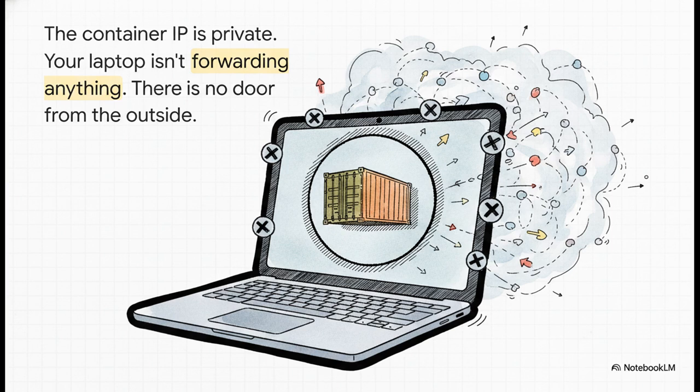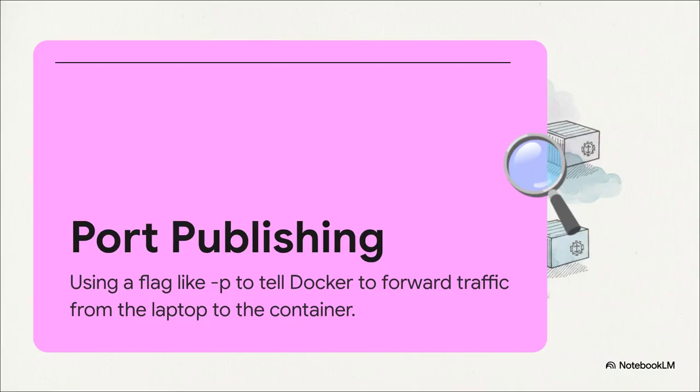But remember that container IP, 172.17.0.2? Because it's strictly private, absolutely nothing outside your laptop can reach it directly. Furthermore, by default, your laptop is not forwarding any traffic to your container. Your Nginx server is sitting there diligently listening, but there is simply no door from the outside world into that private network. To solve this, you have to explicitly open the door yourself.